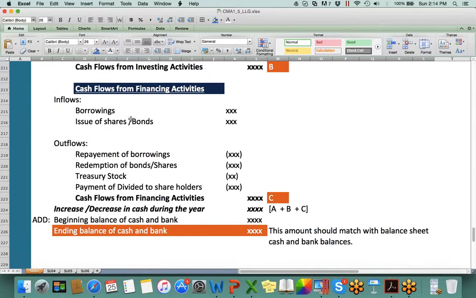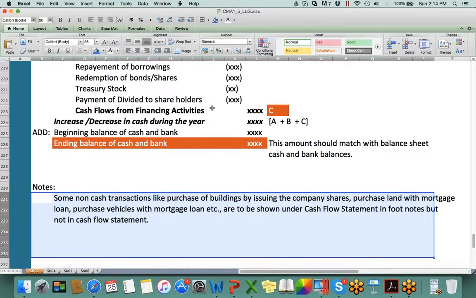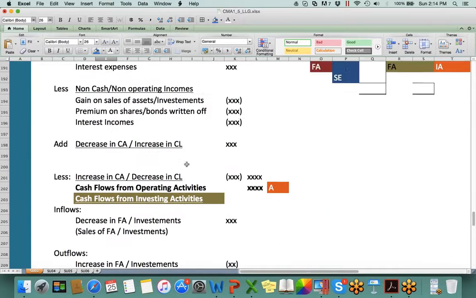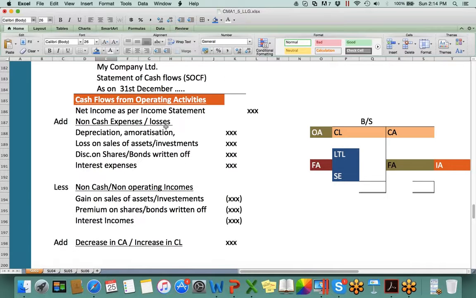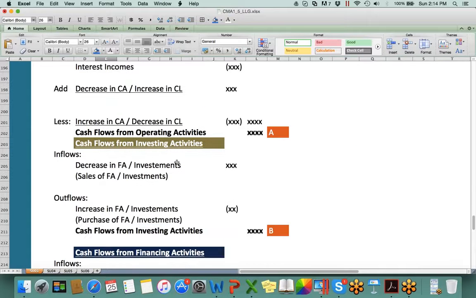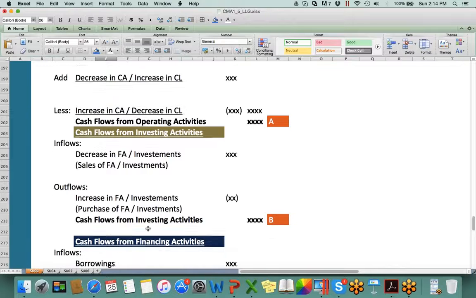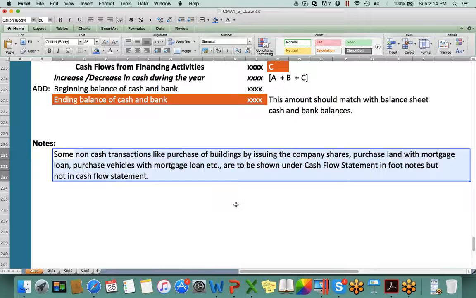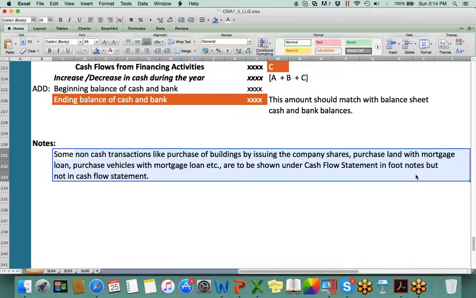We have three sections: operating activities, investing activities, and financing activities. Nowhere in them are these transactions to be recorded. They are to be recorded only in the notes. Please take it as a very important point. While preparing the cash flow statement, you prepare cash flows from operating, investing, and financing activities. But activities which increase your assets and liabilities with no cash inflows or outflows are to be mentioned only in the notes, and nowhere else.